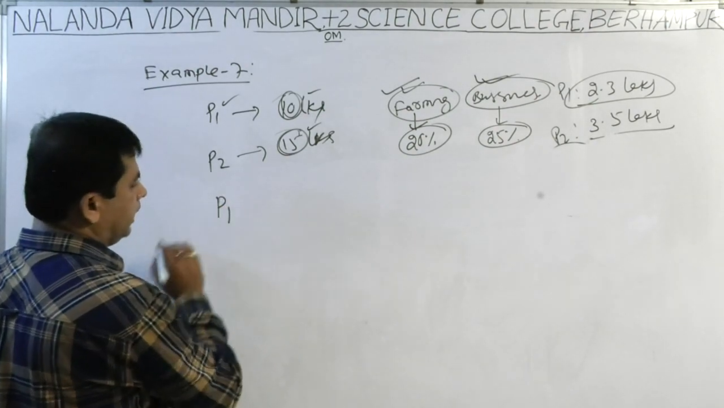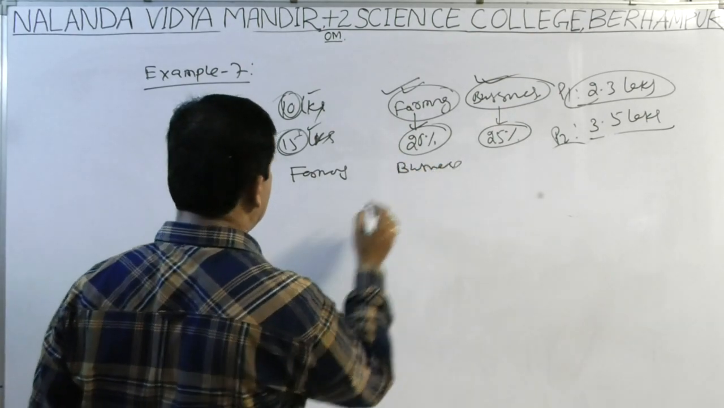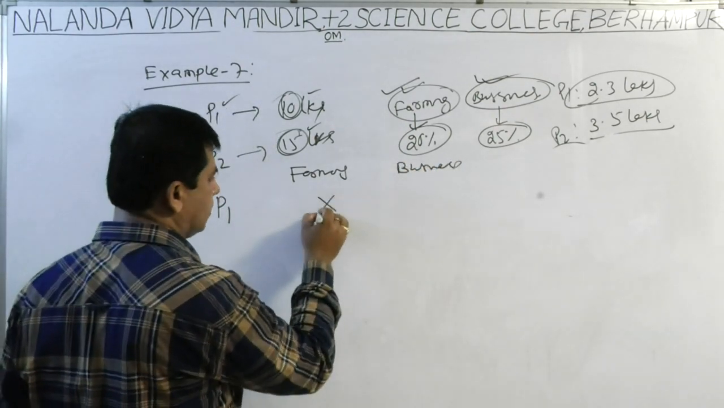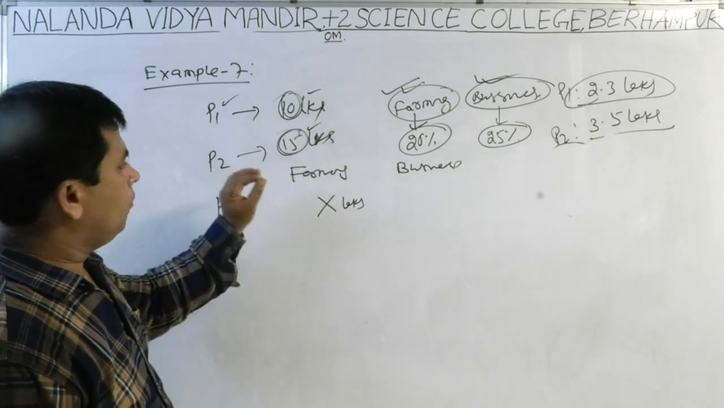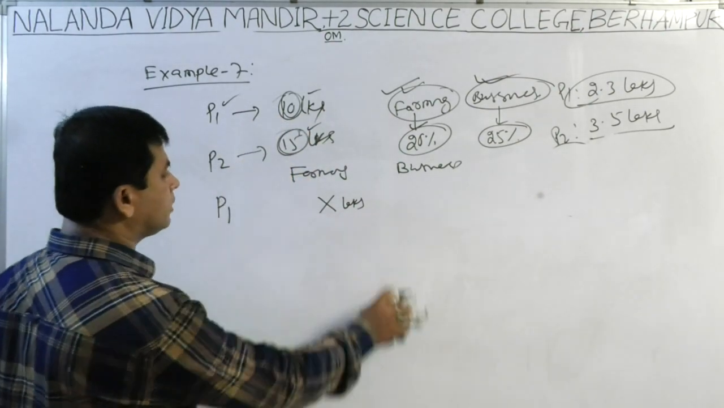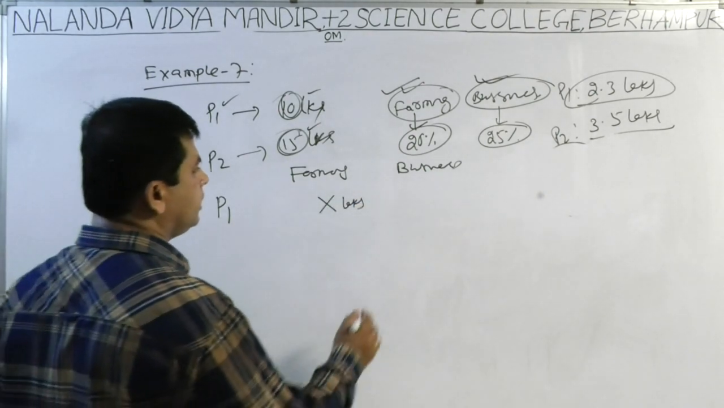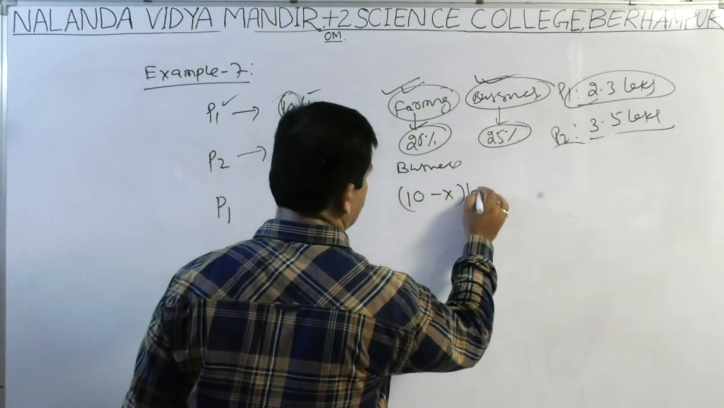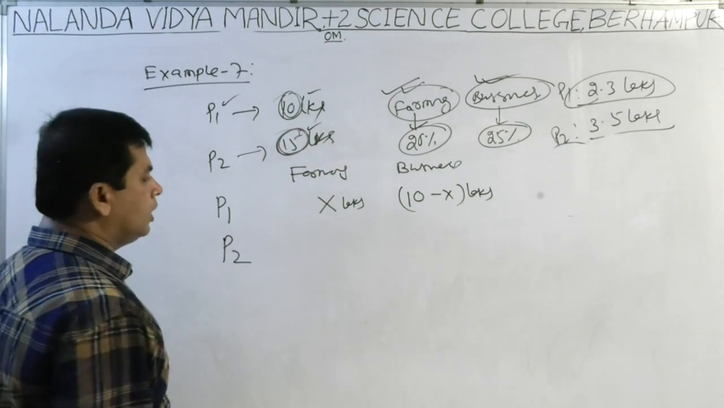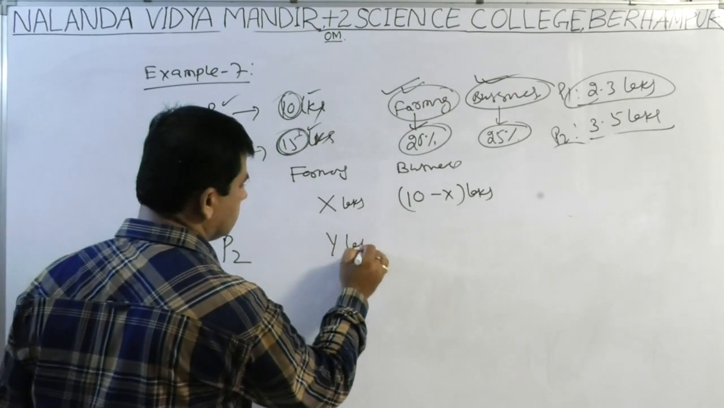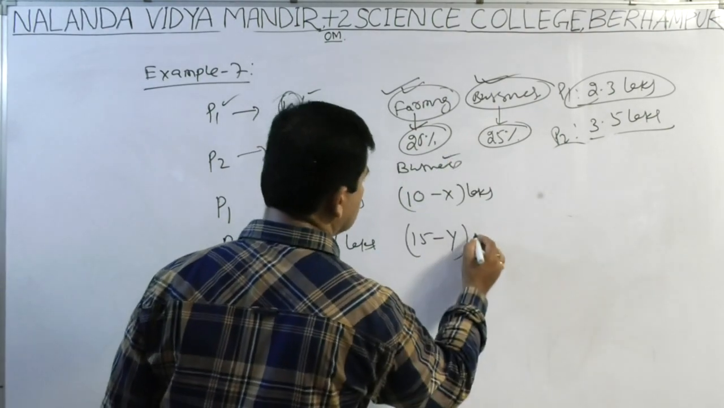P1 invests 10 lakhs in farming and business. In farming, let him invest X lakhs. In business, the total investment is 10 lakhs. If he invests X lakhs in farming, then the rest of the amount is invested in business, that is 10 minus X lakhs. Similarly, person P2 invests a total of 15 lakhs. If he invests Y lakhs in farming, then the rest, 15 minus Y, in business.